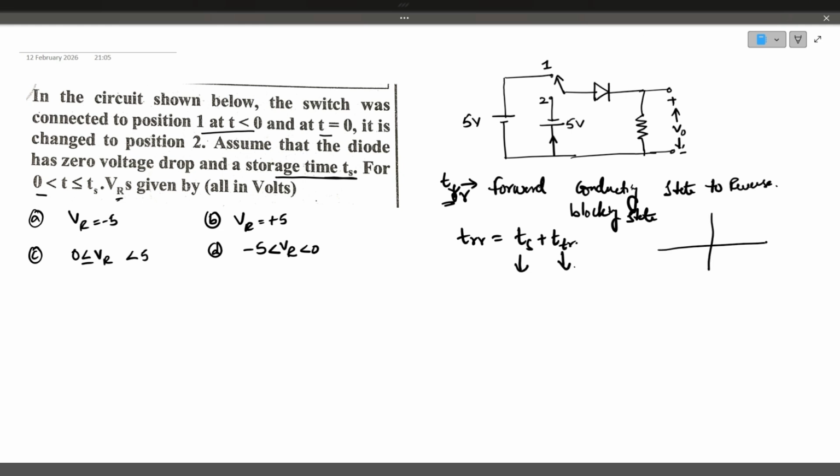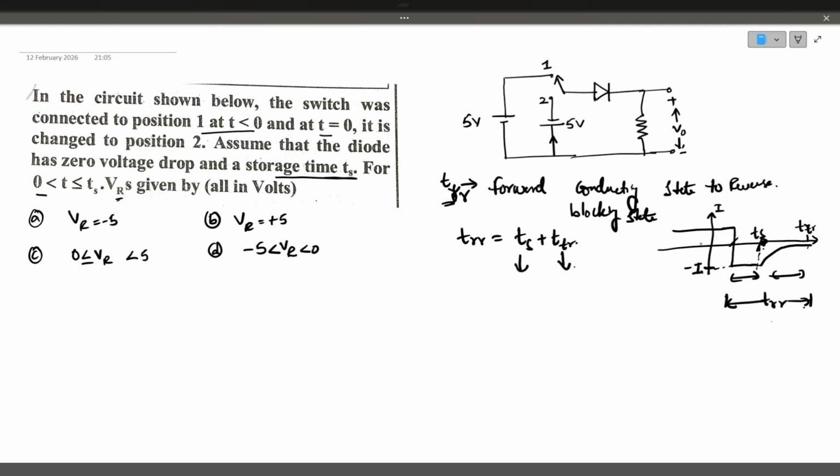The graph will be like this. This is the forward current that is flowing. When the voltage across the diode is flipped to reverse bias, the same current flows, but in the reverse direction. This is Ts, the storage time. After the storage time, it gradually reduces and comes back to 0. This is the transition time, TR. All put together is the diode reverse recovery time, the time taken by the diode to flip from the forward conduction state to the reverse blocking state.